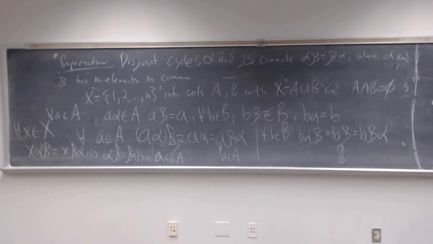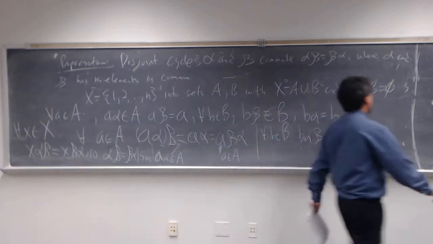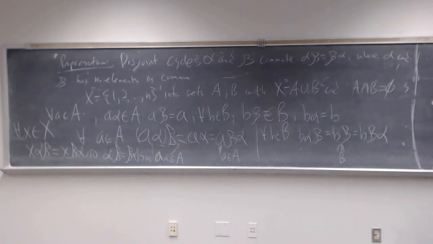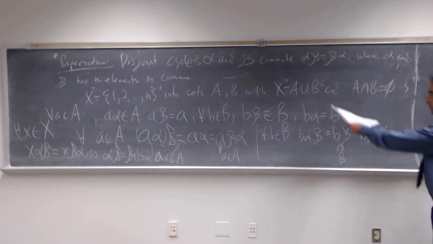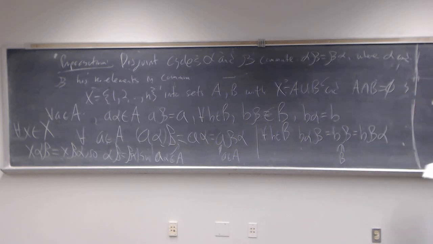So disjoint cycles commute. So when we write the product of cycles, it doesn't matter the order we had written before, because we always write a permutation as a product of disjoint cycles. This proposition tells us it doesn't matter in which order we list the disjoint cycles.